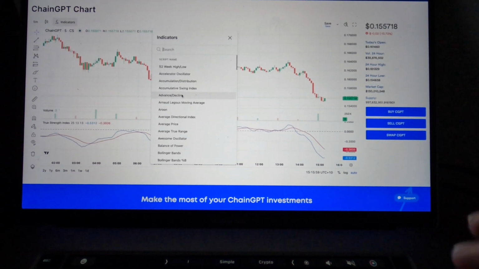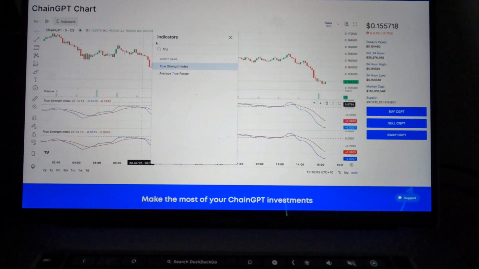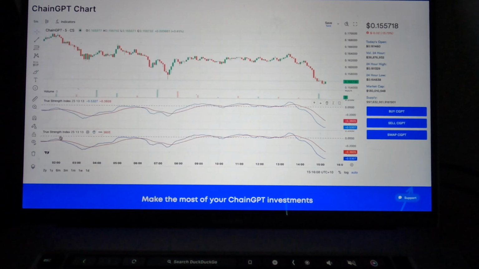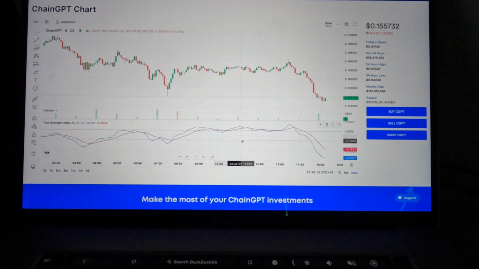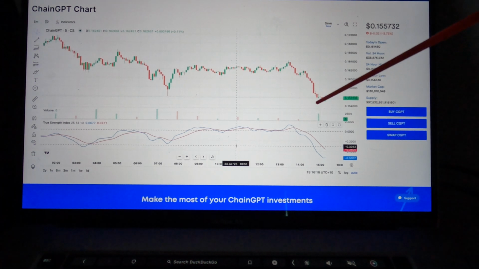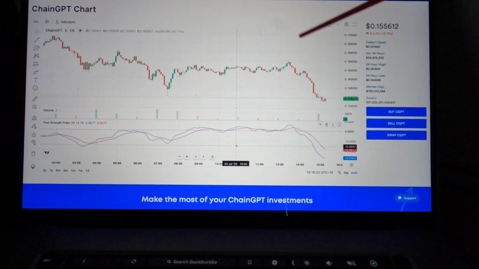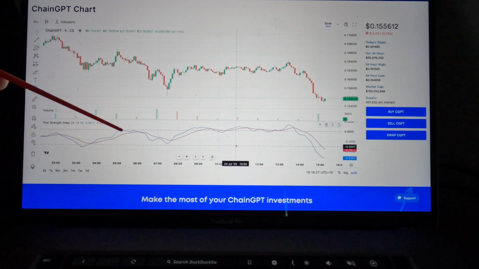Anyway, the main ones I use, the first one there, is the True Strength Index. Now, as you can see, this is comparing with Chain GPT. Sorry, it is crashing hard at the moment. Now, the general idea of the blue line, the TSI line.